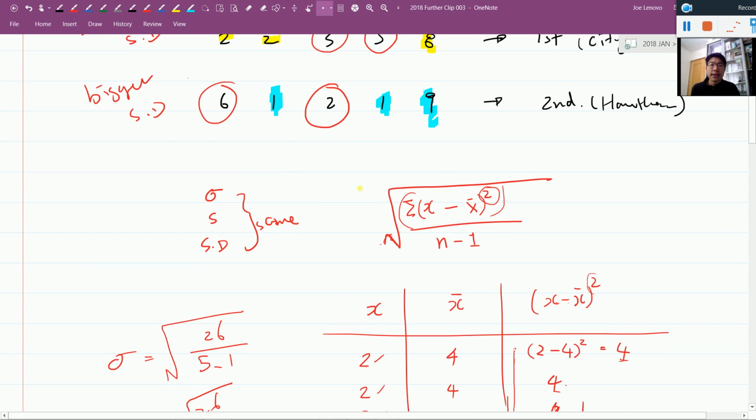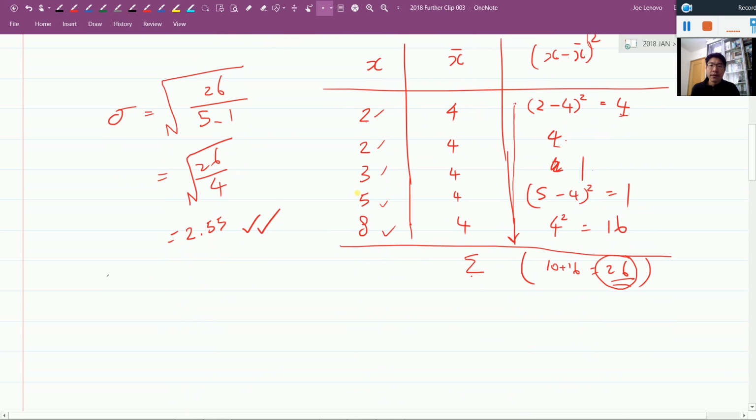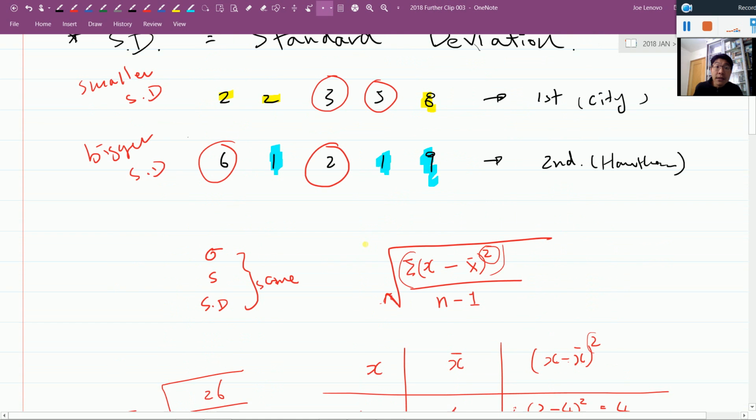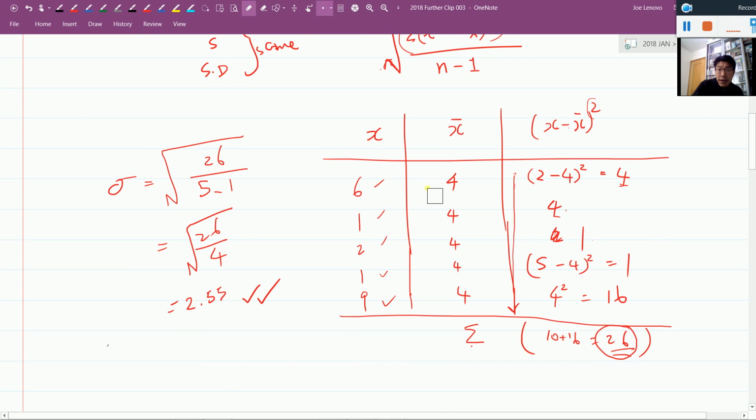Now let's do the 6, 1, 2, 1, 9. So we change that one into 6, 1, 2, 1, 9. And we also need to calculate the mean. The mean is not the same. That's 9 plus 1 is 10, 6, 9, 6, 7, 8, 9. So 19 divided by 5.